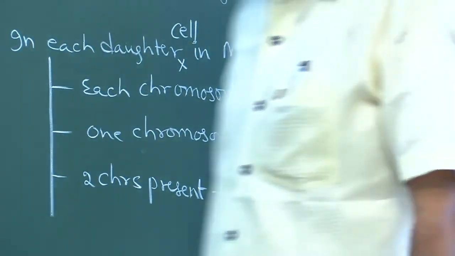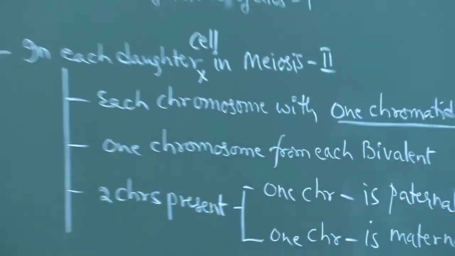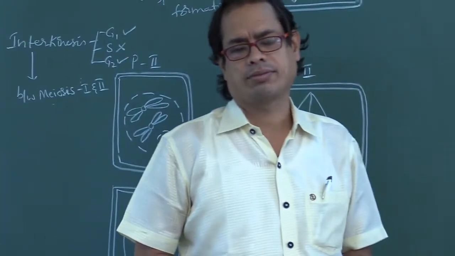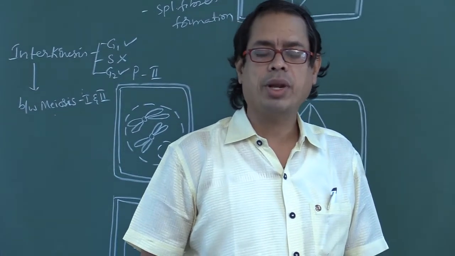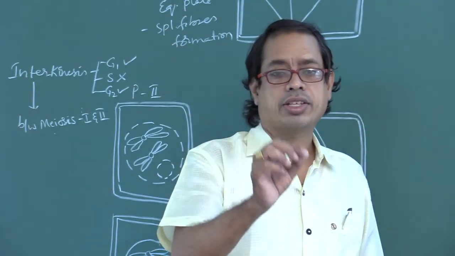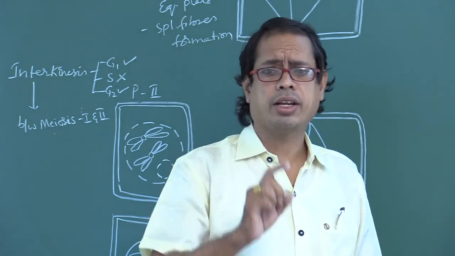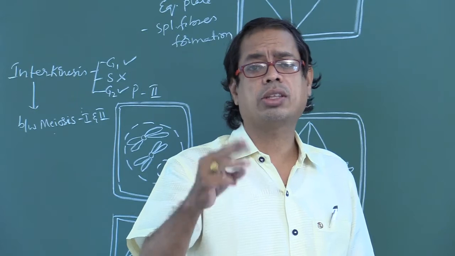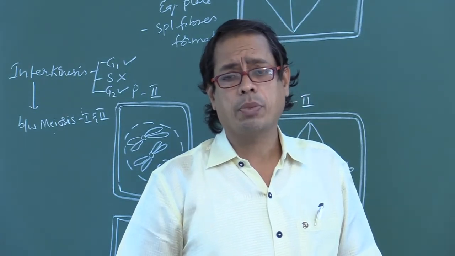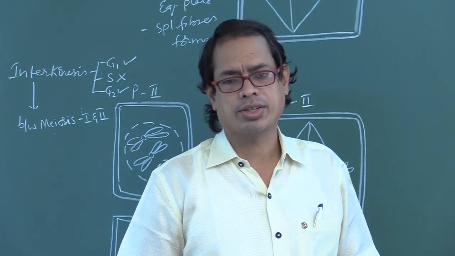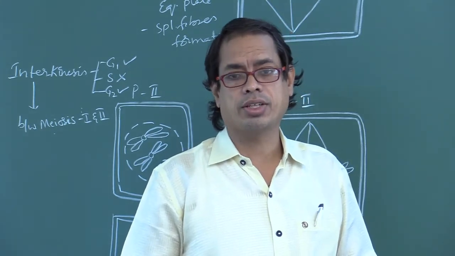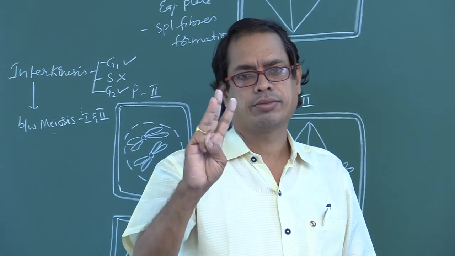So I want to ask a few more questions, my dear students. How many cell plates occur? Cytokinesis 1, 1 cell plate. Cytokinesis 2, 2 daughter cells, so 2 cell plates. Total 3. Number of cell plates formed in meiosis is 3.